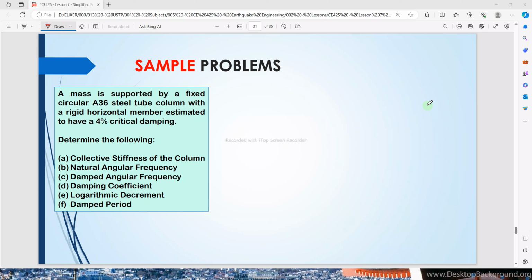Down to our very last example for the SDOF vibration response. We have here a mass supported by a fixed circular A36 steel tube column with a rigid horizontal member, estimated to have 4% critical damping. Determine the collective stiffness K, natural angular frequency, damped angular frequency, damping coefficient, logarithmic decrement, and the damped period T. Okay, so we actually have a figure.